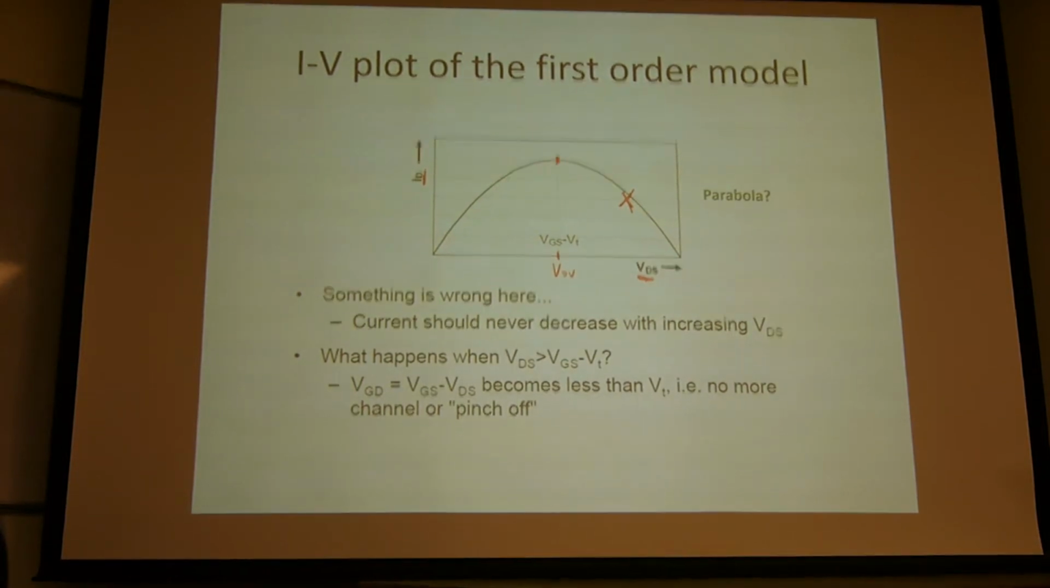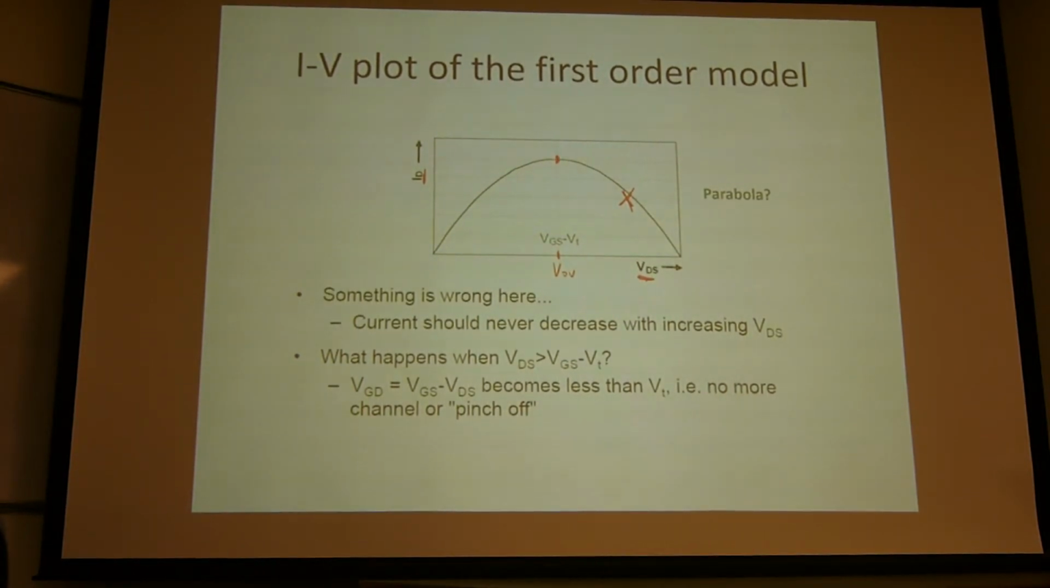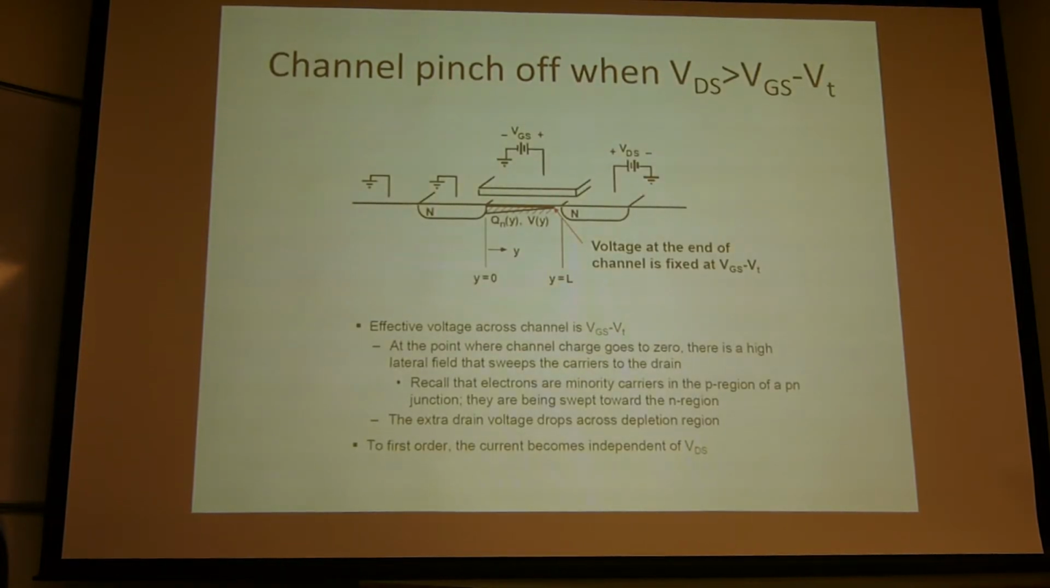Pinch-off means the electron density of the channel towards the drain side here is reduced to 0. Then we cannot use the previous assumptions anymore. So this is the pinch-off condition, and all the electrons here will be swept to the drain immediately because we don't have more electrons to supply this current. Then the current will be saturated.